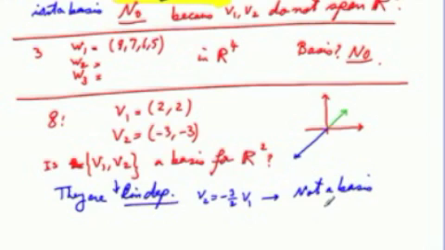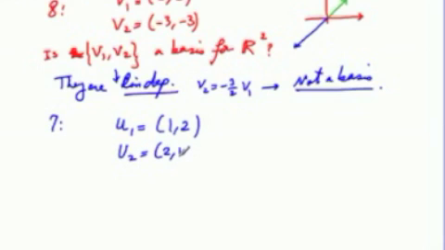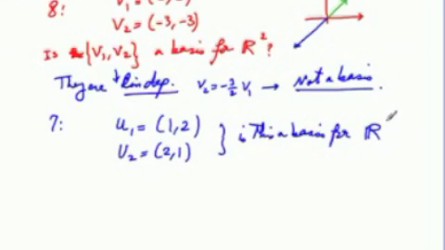We don't need to go work on the issue of span. And this thing is not going to span the space anyway, but we don't even need to answer that. So how about let's back up to something that's going to take us a little bit longer. U1 is equal to 1, 2. U2 is equal to 2, 1. Is this a basis for R2?